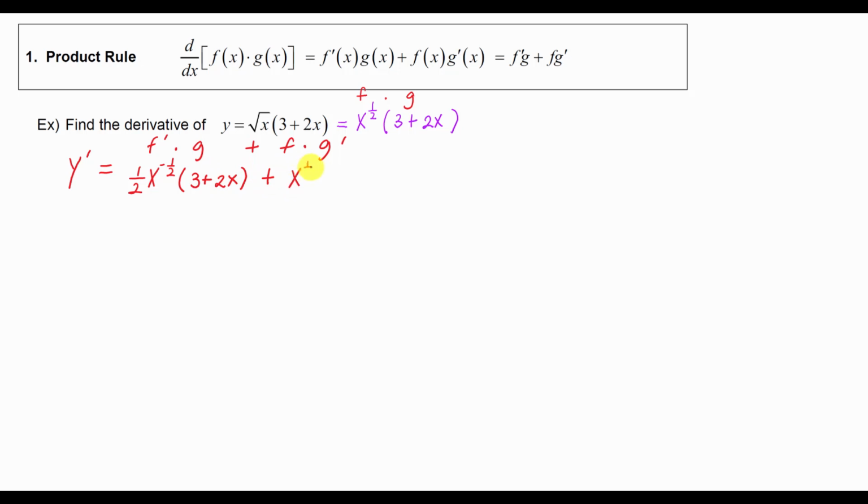This time, we don't do anything to f, but only take the derivative of g, which is: derivative of 3 is 0, derivative of 2x is 2. Now we want to simplify this. We don't want any fraction inside of our parentheses, so let's take this 1/2 out. Between x to the negative 1/2 power and x to the positive 1/2 power, we always choose the lower exponent, right? So that will be x to the negative 1/2 power out.